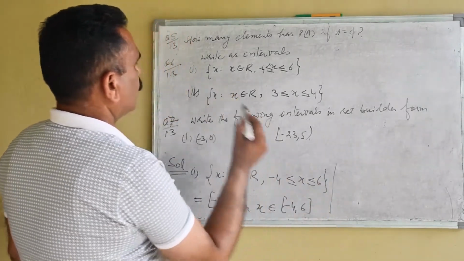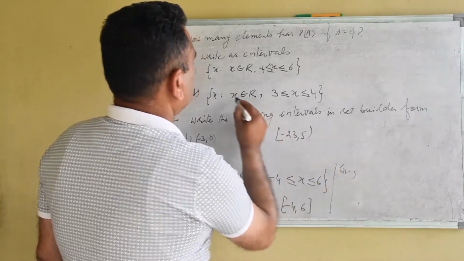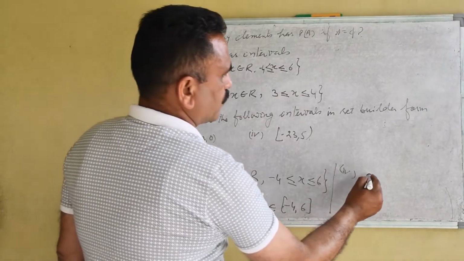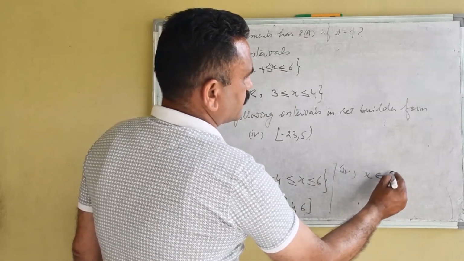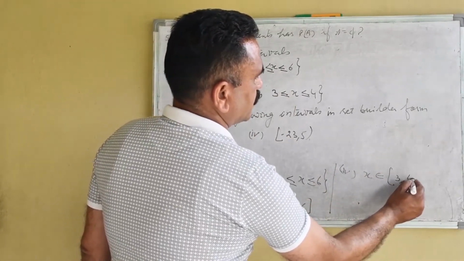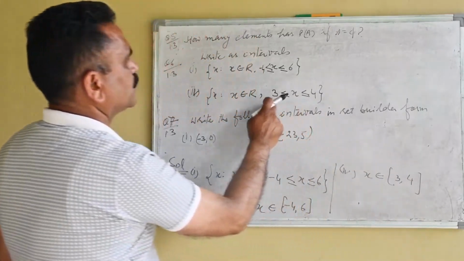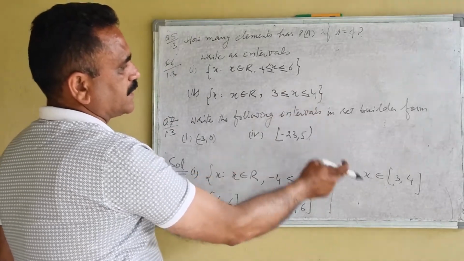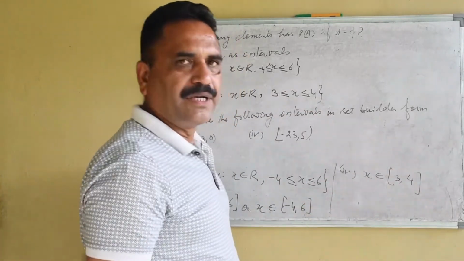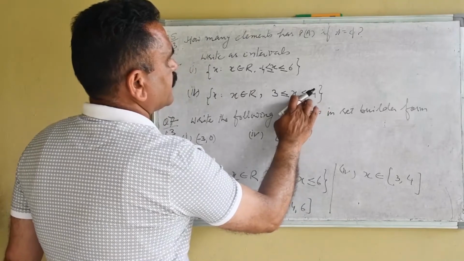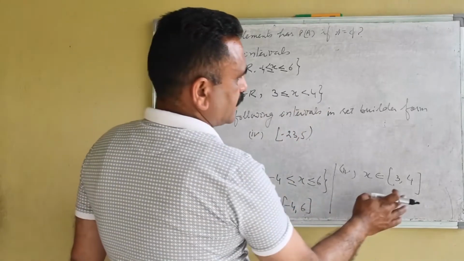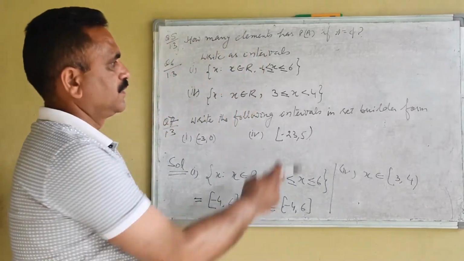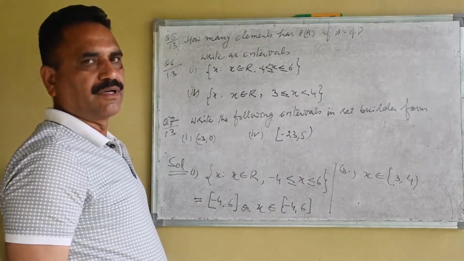Similarly, the fourth part: x belongs to R, x is greater than or equal to 3 and less than or equal to 4. So x belongs to [3, 4], closed interval on both sides. And if there is no sign of equality, then we will take an open interval. For example, if this sign is not there, then we can write it like this, if the sign of equality is not there.